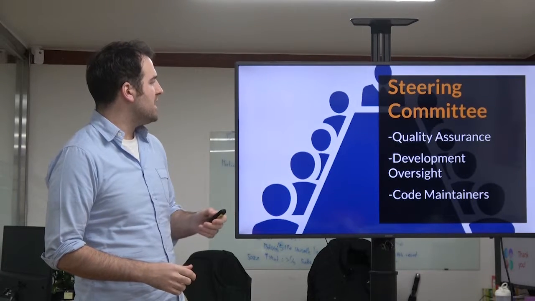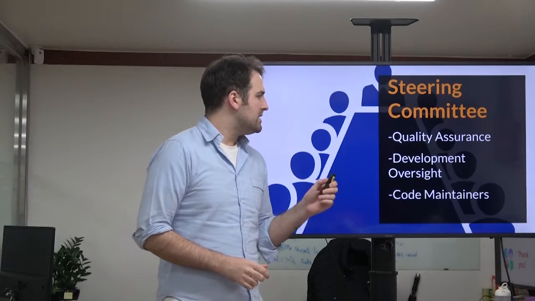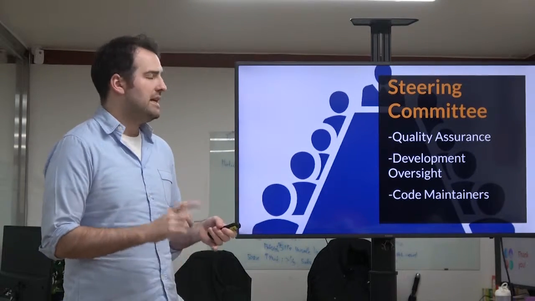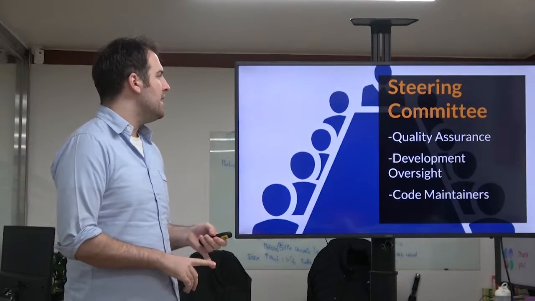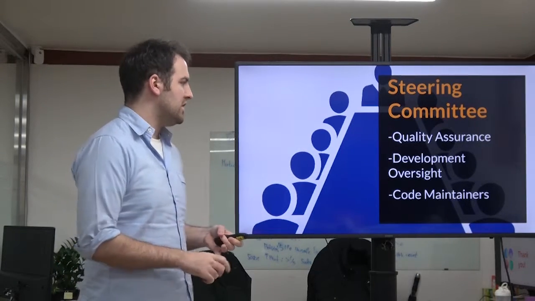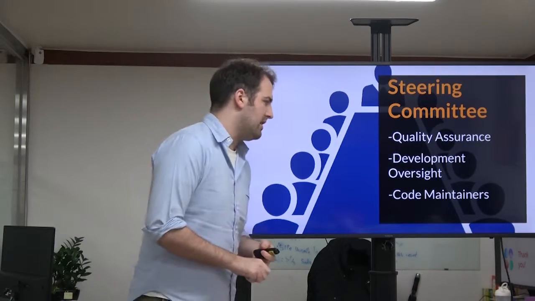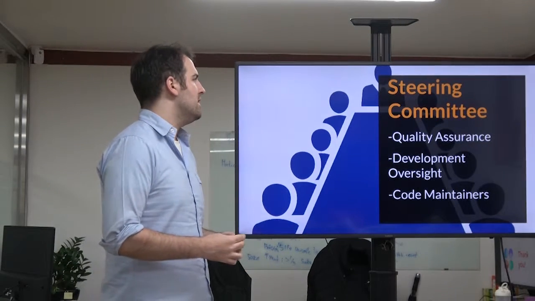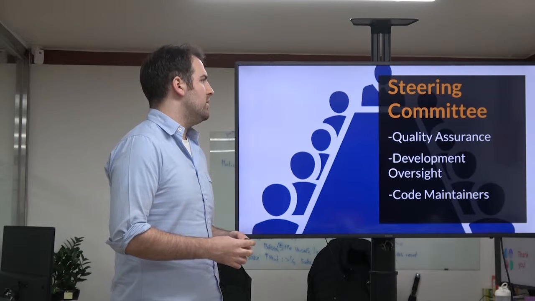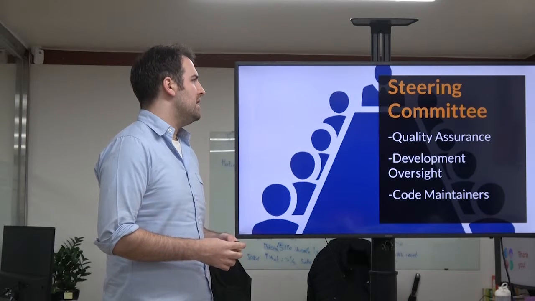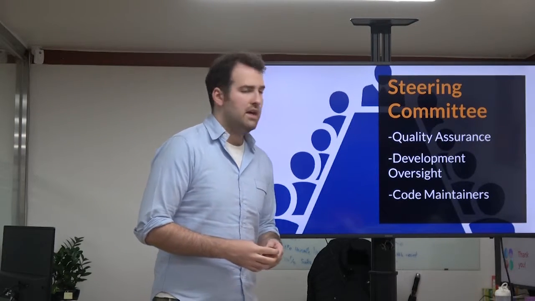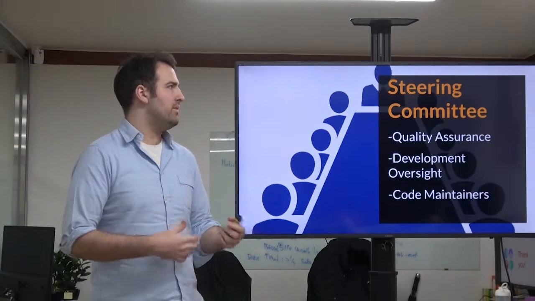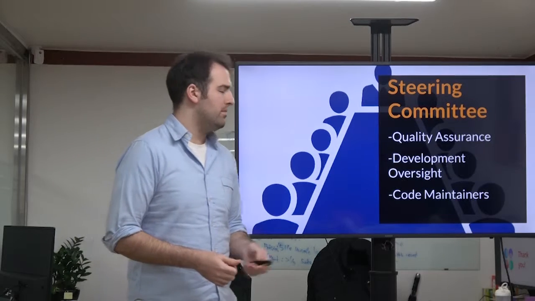And then steering committee. So what is the steering committee? The steering committee is elected by the Color Council, and they help provide quality assurance. They do development oversight, and they are the code maintainers of the Color project. So they essentially make code decisions, and as long as everybody's happy with how they're doing it, that will probably be maintained.